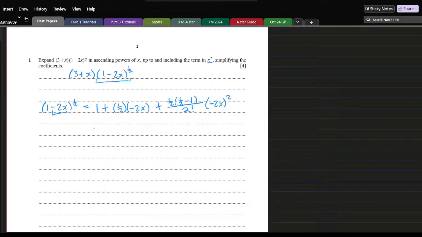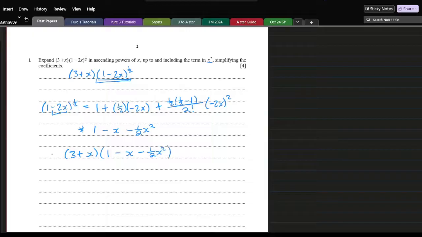Alright, so this simplifies to 1 minus x, the half and the 2 cancel out, and then let's evaluate the coefficient of our term in x squared. That's half times half minus 1 over 2 factorial times 2 squared, and that gives us negative 1 over 2 x squared. Alright, so this here is the expansion of this bracket. So we can replace that bracket with its expansion so that we get 3 plus x multiplied by 1 minus x minus 1 over 2 x squared.